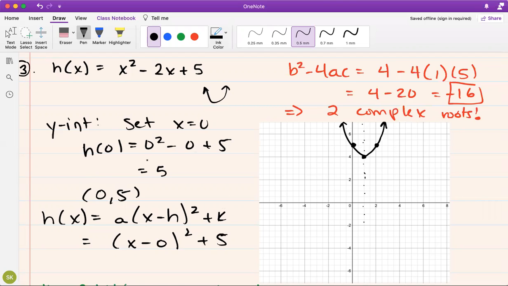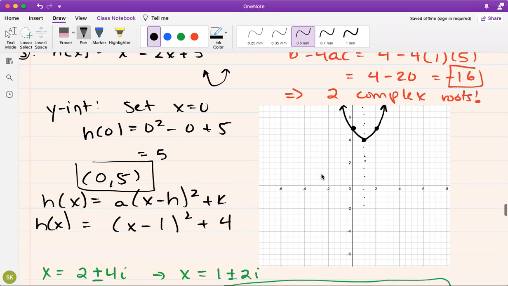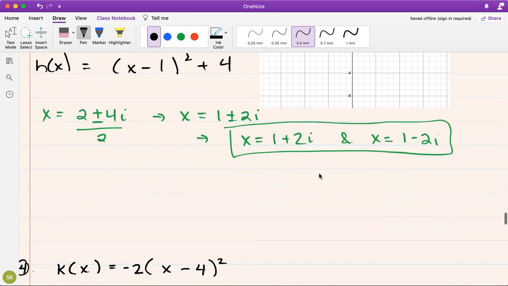Yeah, I think I erased this, it was a 1, I'm sorry. I was getting confused with this point here. Now the vertex we found was 1, 4. So it would look like this. Sorry about that. The vertex is 1, 4, which tells us we would move to the right 1 unit and up 4 units. This is the y-intercept, which helped us graph this. Okay, moving on.